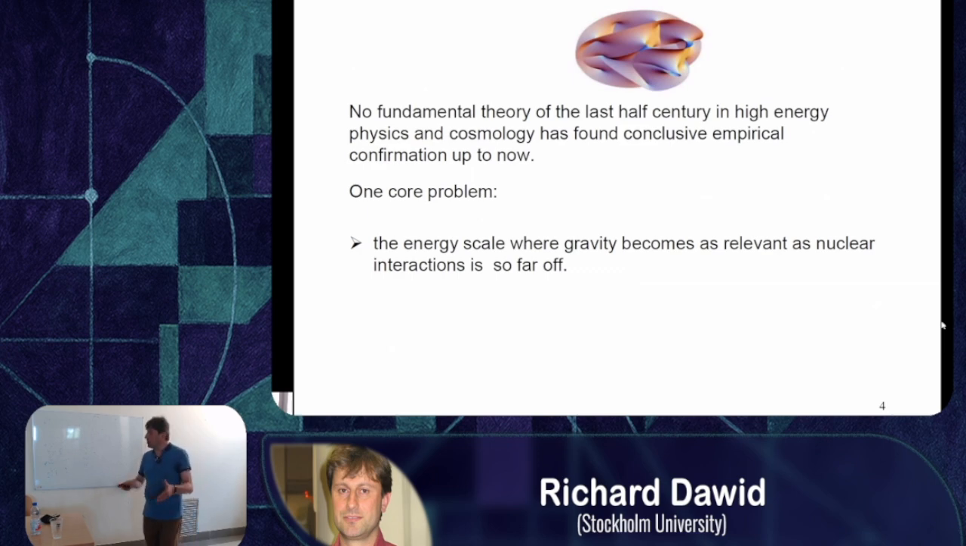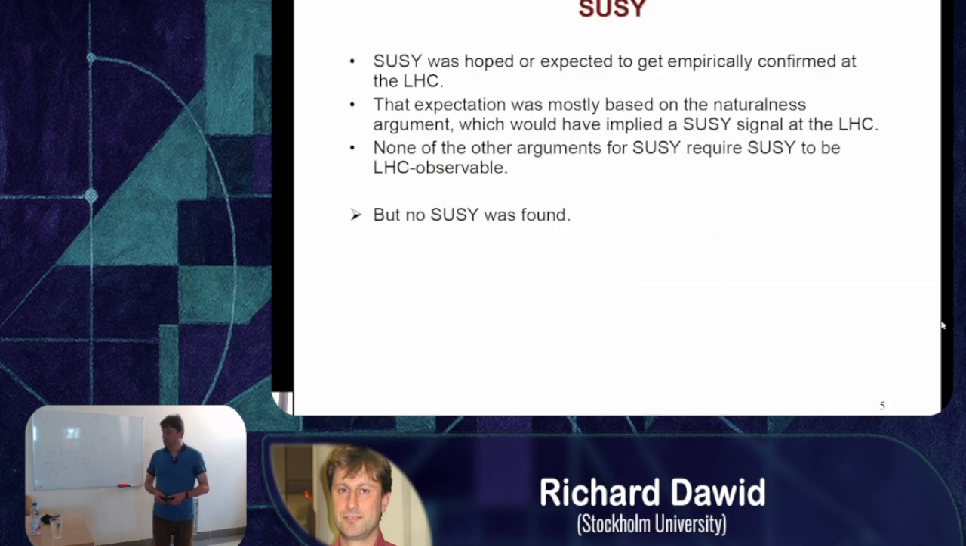And there is one core problem to which this is related in various ways, that is at the center of the issue, and that is the high energy scale where gravity becomes as relevant as nuclear interactions. So the fact that the Planck scale is so far off influences these problems in each of those cases in some way. If we look at the situation once again step by step, looking at the individual theories, the stories are different in each case, right?